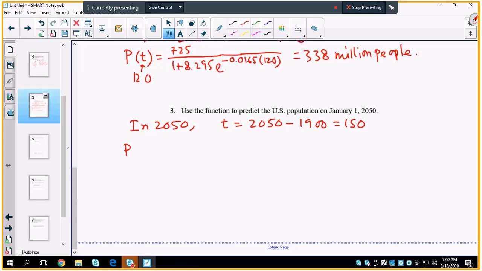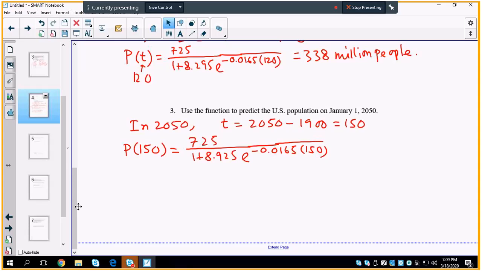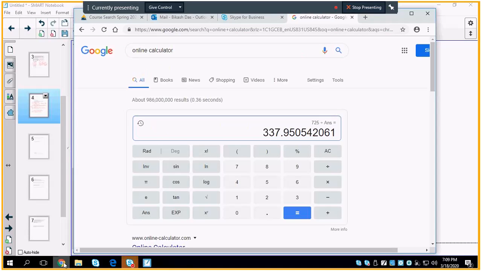So I will say P of 150 this time, t is 150, is 725 over 1 plus 8.925 e to the power minus 0.0165 times 150. And the rest is calculator and round to the nearest whole number. Let's see. So minus 0.0165 times 150 is in the power of e. So e to the power, I'm going to say the answer, which is this number. Then I'm going to multiply that by 8.295, just the way we have done last time.